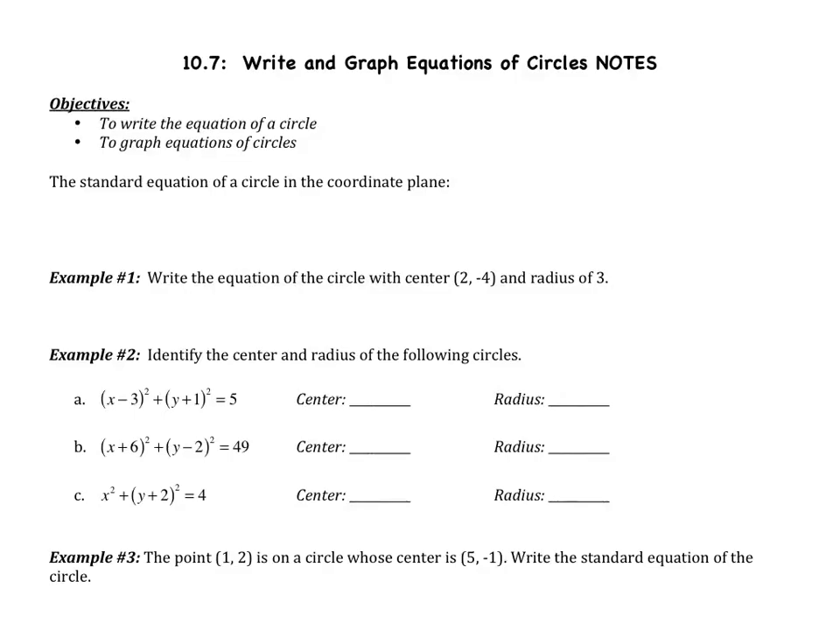All right, today the focus is going to be writing the equations of a circle and using the equations in order to graph a circle. So the very first thing that we have to understand is the equation for a circle is (x - h)^2 + (y - k)^2 = r^2.